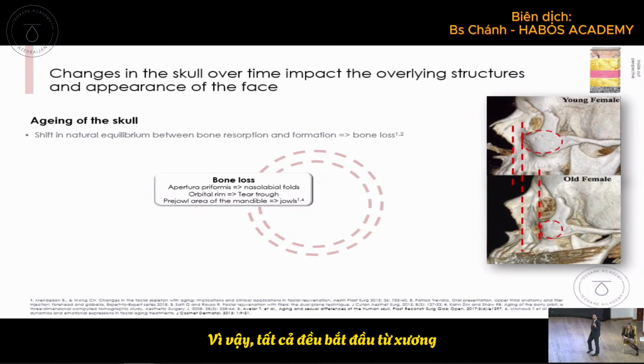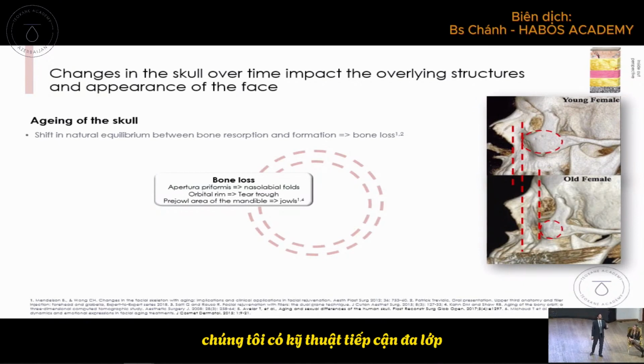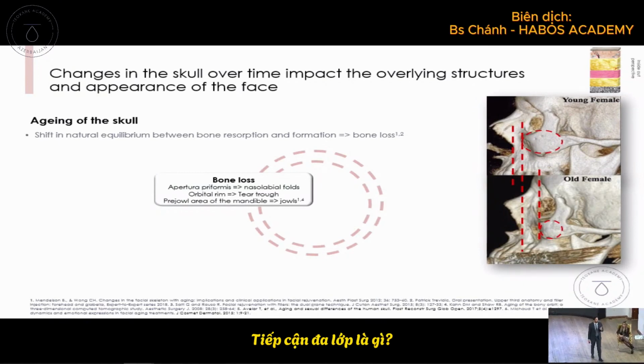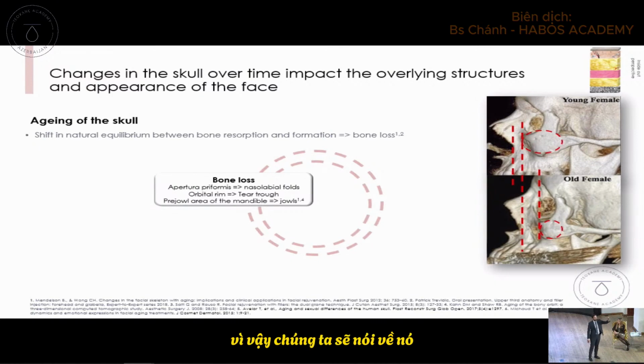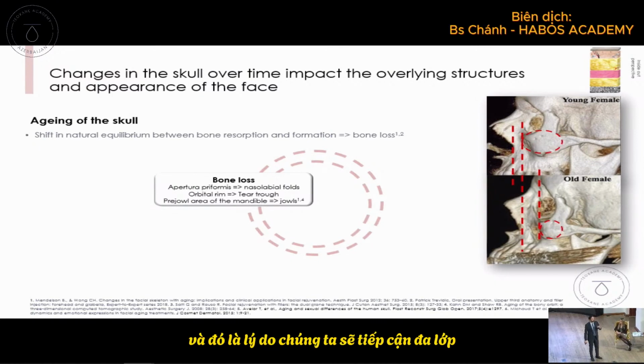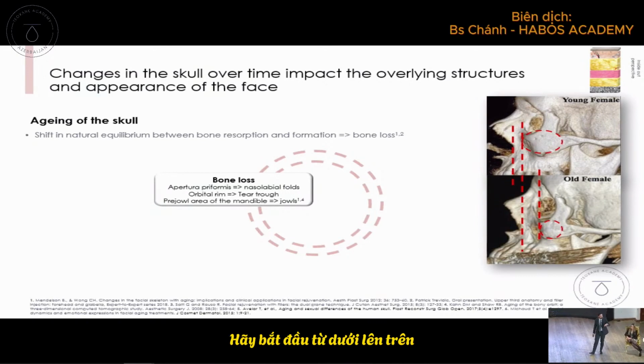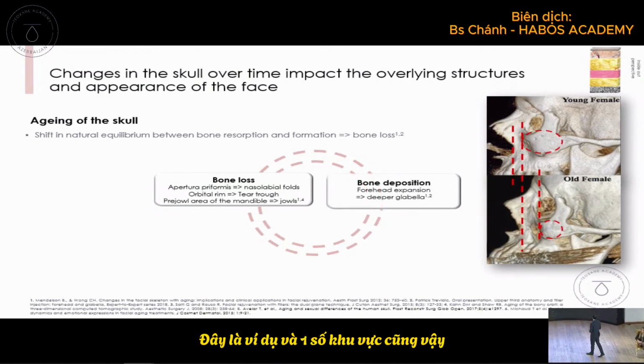So everything starts from the bone. That's why in Teoxane we have the multi-layering technique. What is the multi-layering technique? Supporting bone and soft tissues at the same time. So we will talk about it, and that's why we support in the multi-layering technique, starting from down to up. This is the case.